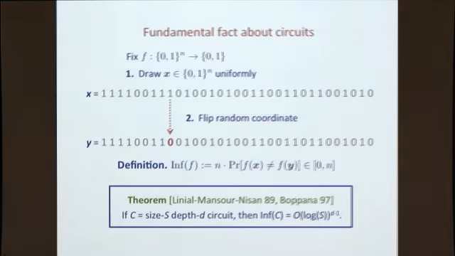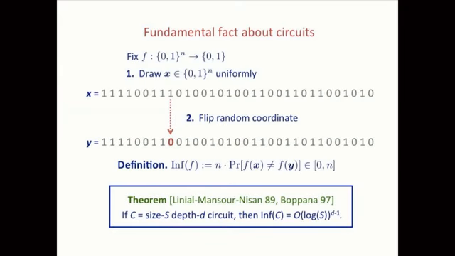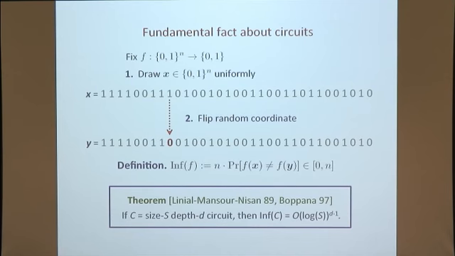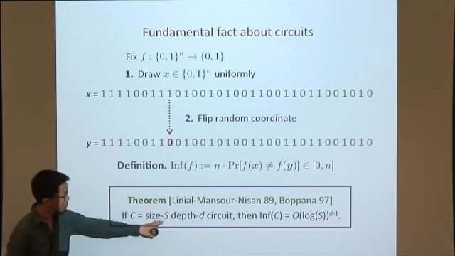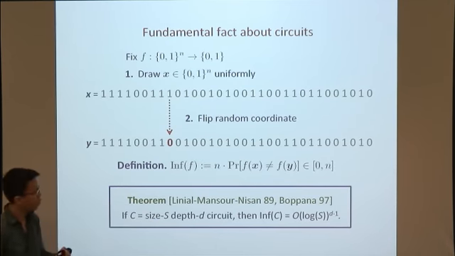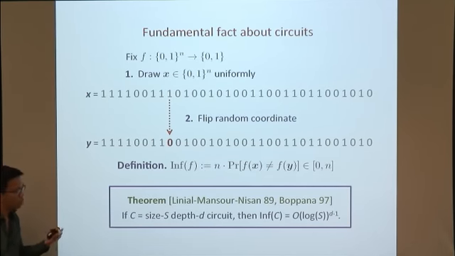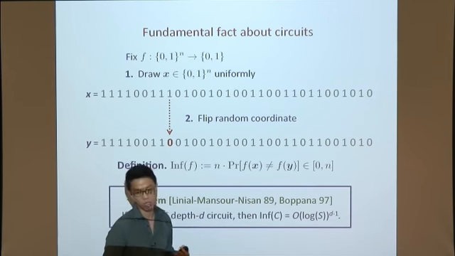And a famous theorem of Linial, Mansour, and Nisan, sharpened by Boppana, says that if you give me some more information about f, you promise me that f is computable by a size s depth d circuit, then its influence is bounded by (log s)^(d-1). Again, the regime of parameters we should think of is s being poly n and d being constant, in which case LMN says that AC0 circuits have polylog n influence, which in the spectrum of 0 to n, we should think of as low. So LMN says that small circuits of small depth have low influence. And it's a very important result.